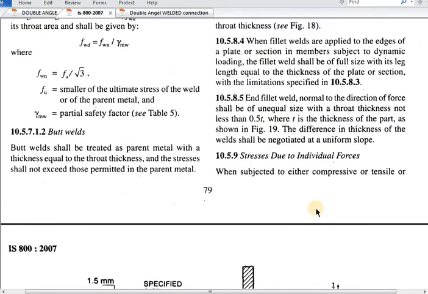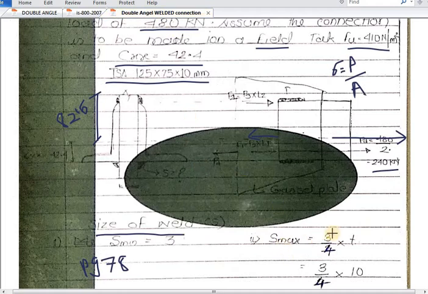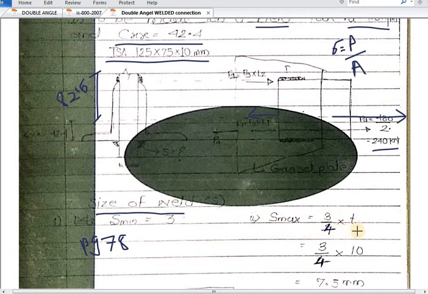3/4 of T has been mentioned in clause 10.5.8.2. It has been mentioned in this clause that it should not exceed 3/4 of the thickness. Again I am switching over to the notes. So 3/4 of T. T for this section is 10 mm.